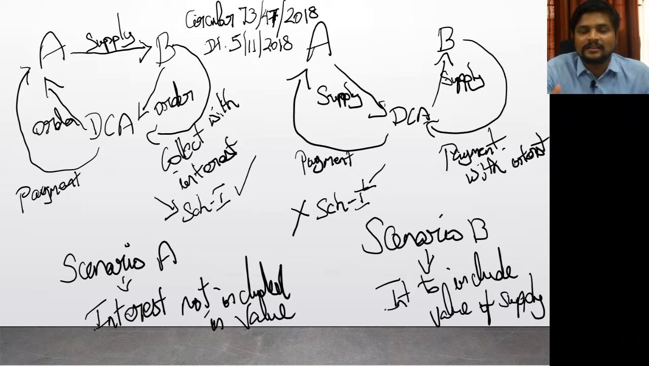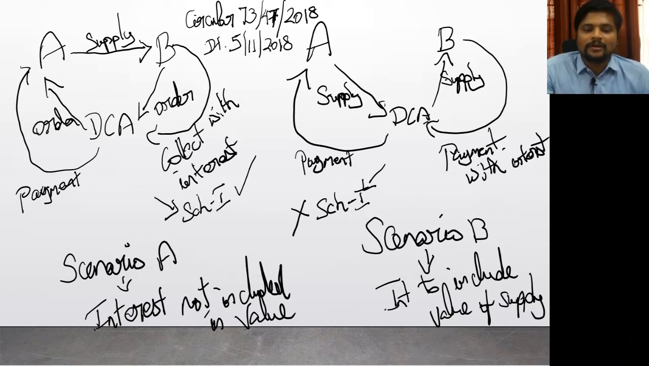The second transaction is the agent supplies goods to the recipient, that is B. That transaction is also a separate transaction. Both are separate supplies. In that case, the invoice is issued in the name of the agent. The agent on his own is issuing the invoice to B. In that, whatever interest he is collecting from B for the loans he has extended, or the credit period he has given to B, that interest has to be included in the invoice value. So this is as per this circular. Scenario 1, interest should not be included. Scenario 2, interest has to be included.